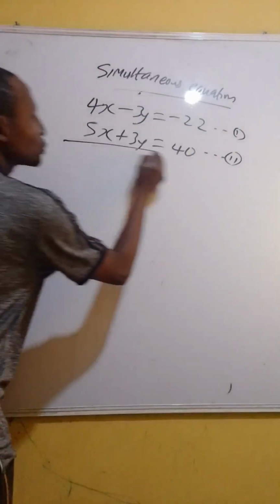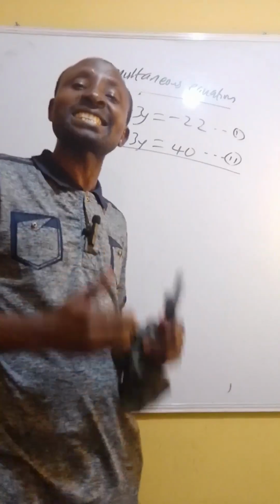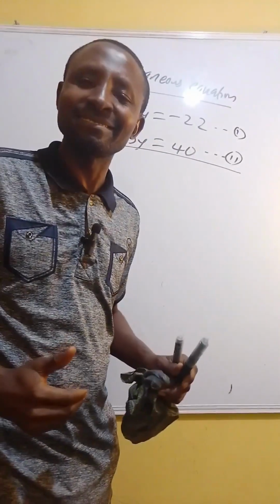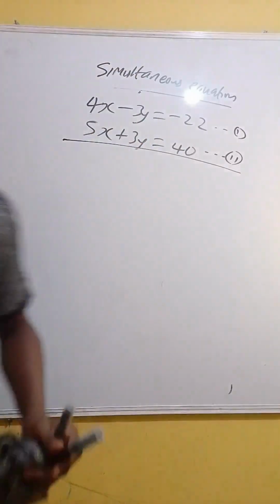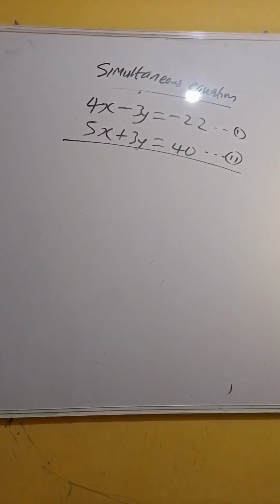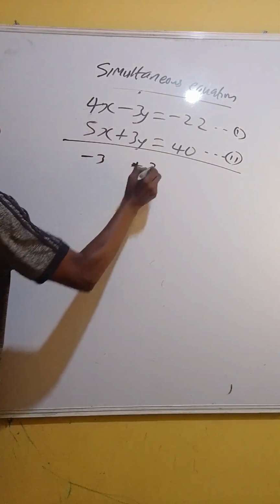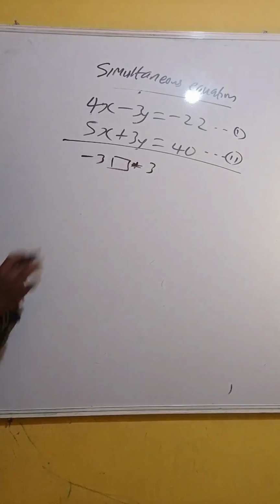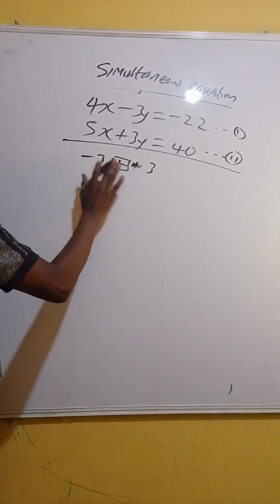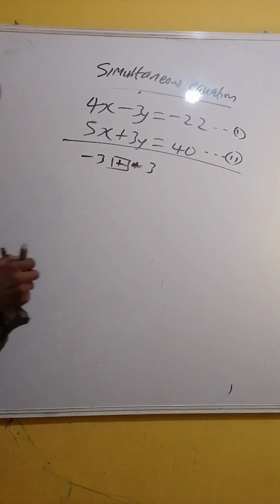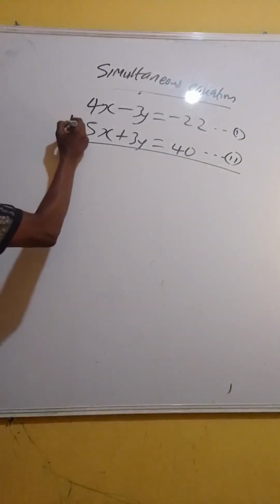So now you rule your line and think of what to do. Some students will say, our teacher said when they have the same sign, you subtract, and when they have different signs, you add. That is going to work here. But most times I tell children, if you have minus 3 and plus 3, think of what you will put in the box to make them 0. If I add, minus 3 plus 3 gives me 0. So I am going to be adding.